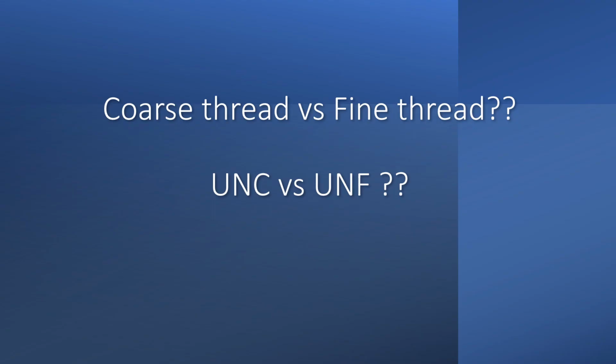So let's start. Screw pitch we usually divide into two types, coarse thread and fine thread. What is meant by coarse thread and what is meant by fine thread? In short form we call them UNC and UNF. What is UNC? Unified National Coarse Threads, and UNF is Unified National Fine Threads. So, coarse threads and fine threads. What is the difference between them, and what advantage and disadvantage do coarse and fine threads give us?